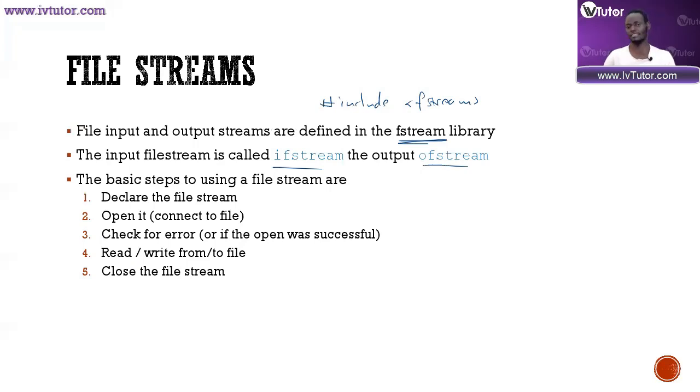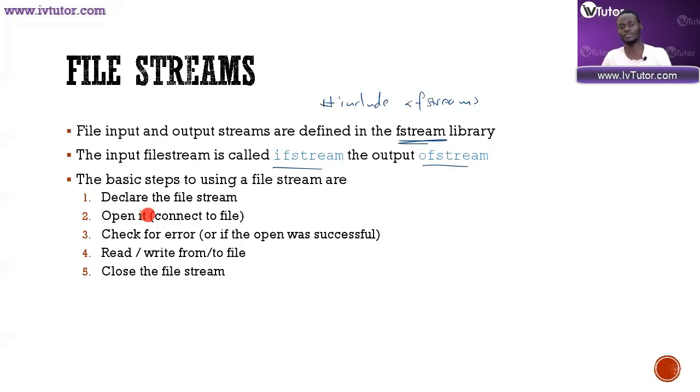Basically, the steps that we're going to take in order to use file streams are very straightforward. It's 5 basic steps. Number one, you make an instance of your file stream, which means you make a variable of type ifstream if you want to read from a file, or a variable of type ofstream if you want to write to a file. That's your first step always. Then you open it.